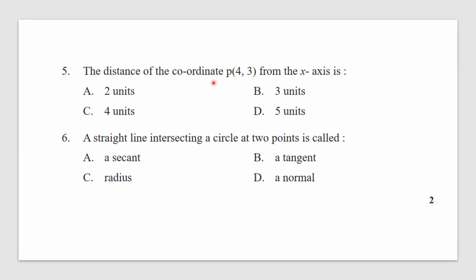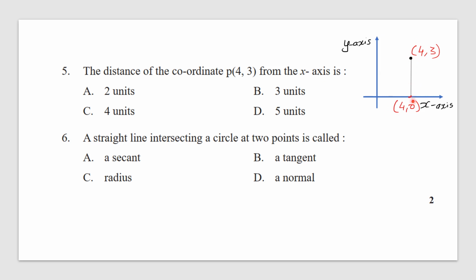Okay, next question is the fifth question. The distance of the coordinate P 4, 3 from the x-axis. It means you need to draw the x and y-axis and get 4, 3, because they have not given the other value, right? So they have given the x-axis. You need to draw a straight line with respect to the x-axis. And what is the point with respect to the x-axis here? It is 4, 0. The y value is 0. So that is what the question asks. From the x-axis, you need to find the distance. So from 4, 3 to 4, 0, you need to find the distance.